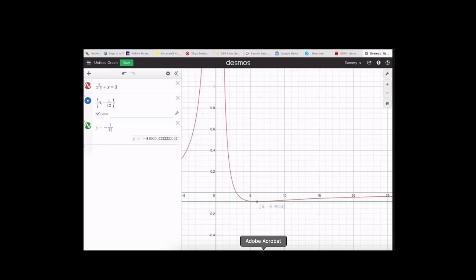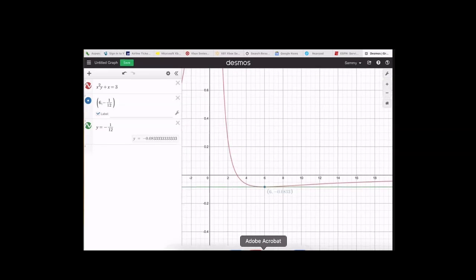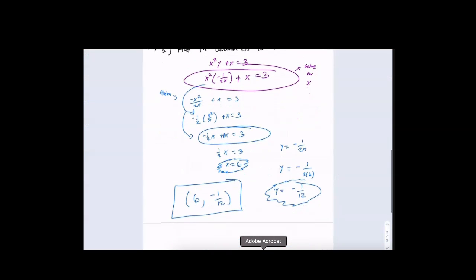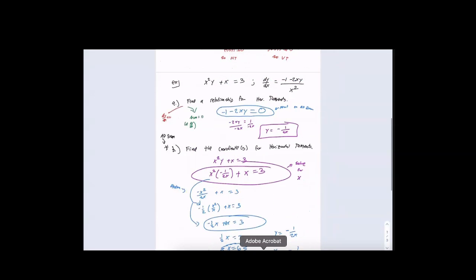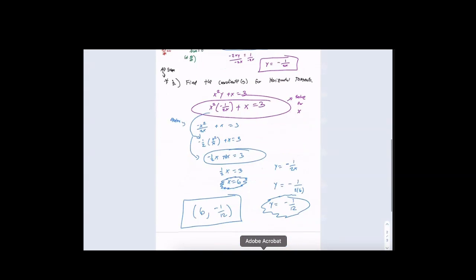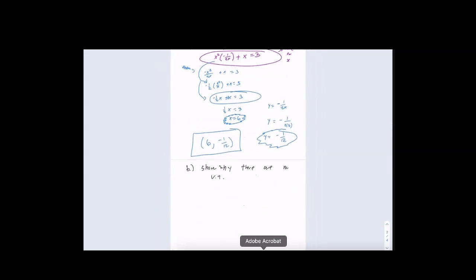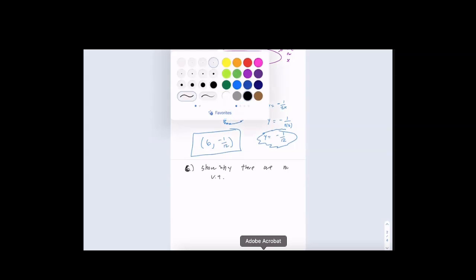Okay. So pretty cool ideas here. Now, before we leave, and we still have 1 minute left, if I was trying to find a vertical tangent, what would I do? Well, if you're trying to find the vertical tangent, you look at the denominator and set it equal to 0. Show why there are no vertical tangents. I'm going to do this problem real quick. So we would set the denominator equal to 0. This is part C right here.